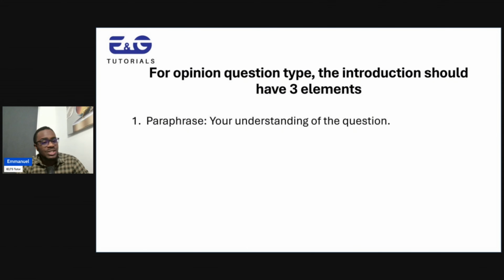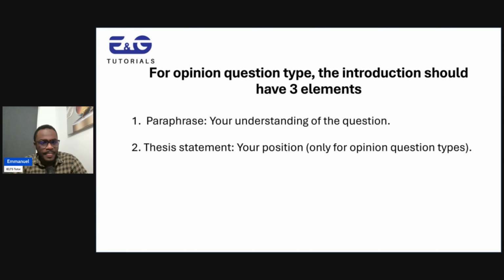So you see that at the core of the word paraphrase is understanding. That is what paraphrasing simply is. It means you are using your own words that correspond with your own understanding of the question that you've been asked. That's what paraphrasing is. Of course, I'm going to show it to you as we move on.